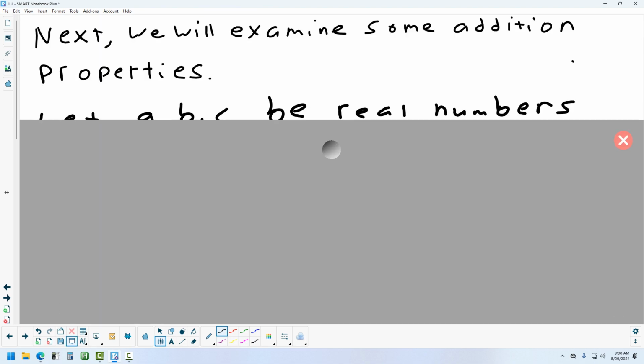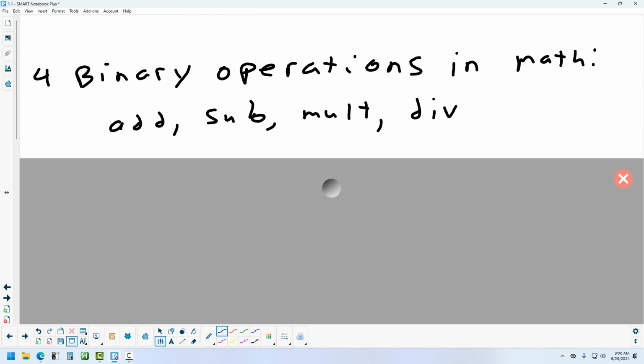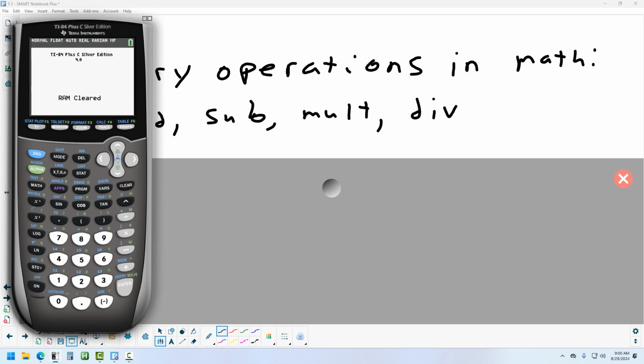All right. So now we're going to talk about a few different operations and properties. In math, if an operation is binary, it means it takes two things to make it work. Whenever you do addition, subtraction, multiplication, and division, you need to have two numbers to perform that operation.